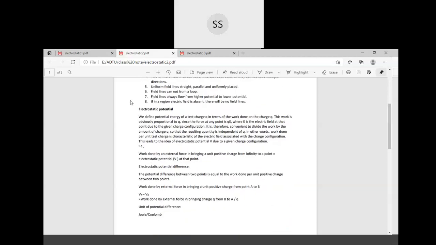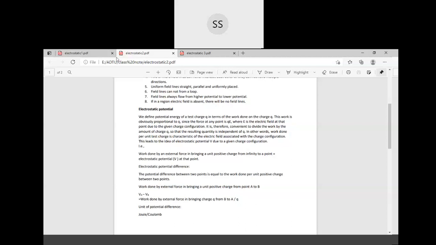Okay, so the next topic is electrostatic potential. If we bring a unit positive charge from infinity to a particular point in an electric field, then we have to apply some work to keep that charge at that particular point. For example, let's take an electric field for a positive source charge.